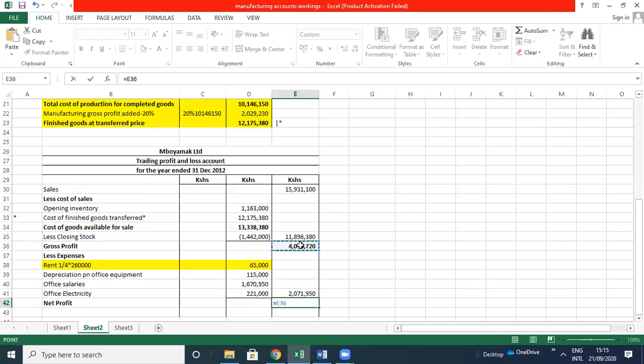Becomes gross profit minus total expenses there, to get what? 1962, 770.